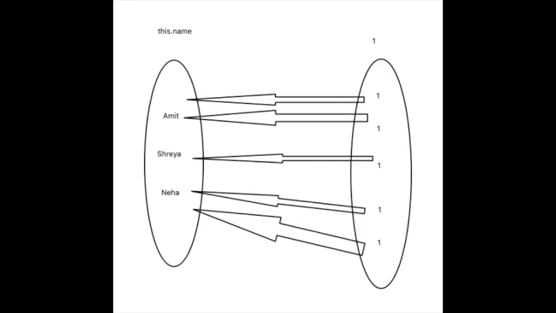Therefore, there is only one Amit, one Shreya, and one Neha. But in the database, there are two Amits, so two ones will map to one Amit. Similarly, one will be mapped to Shreya, and two ones will be mapped to Neha, because there are two records of Neha, two records of Amit, but one record of Shreya.